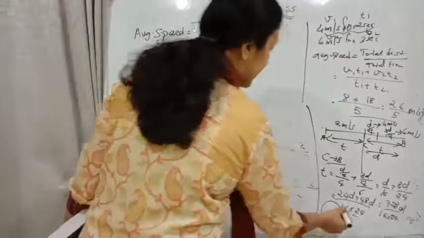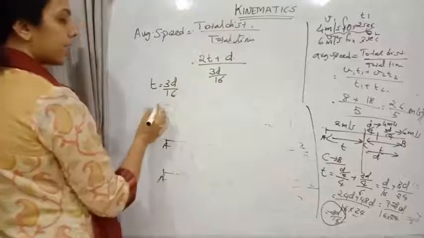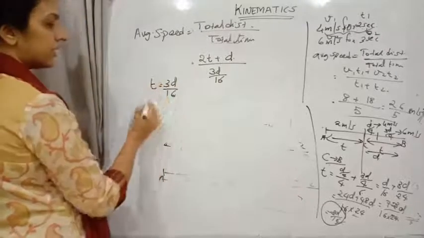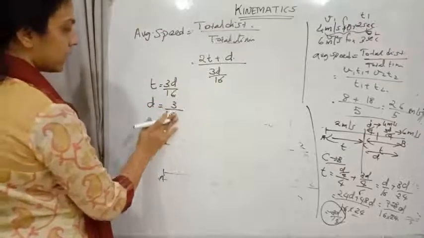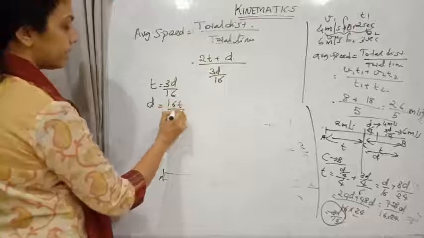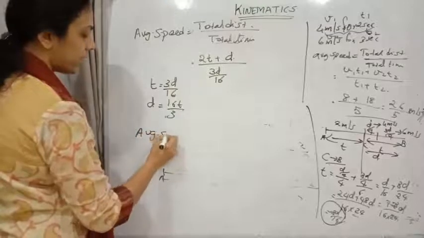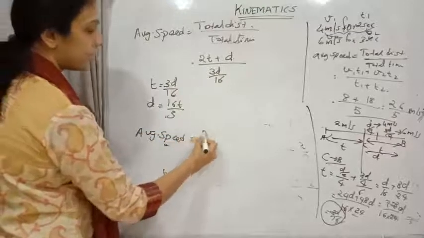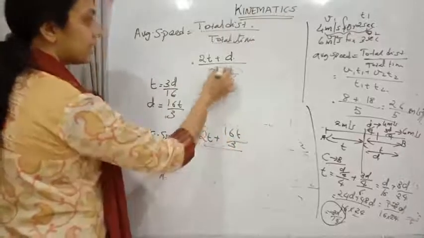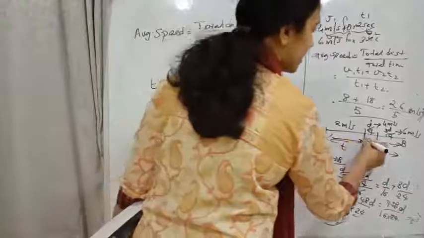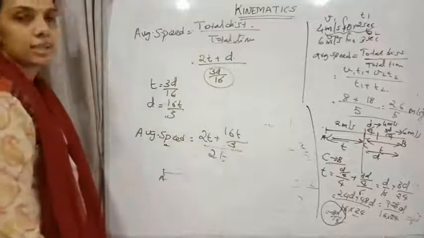Now I am considering this value: T equals 3D divided by 16. So I can write D in terms of t here, right? D will be equal to 16t divided by 3. So I can rearrange this as average speed equals total distance traveled, 2t plus 16t divided by 3, and this total time I can also write as t plus t, therefore 2t. Now everything we are getting in terms of t, right?